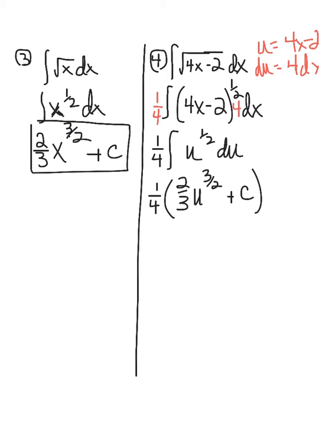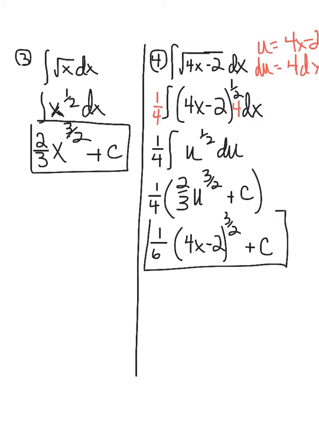Okay, now you know that I like to get those fractions on the outside. So when I'm multiplying these two fractions here, I'm going to get 2 over 12, which is 1/6. So I'm just going to bring that 1/6 outside like that. And my u to the 3/2, let me substitute that u back in. So that's going to be 4x minus 2 to the 3/2 power plus c. Okay, and there you go.